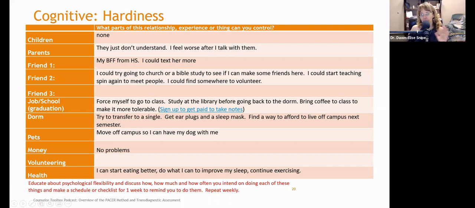One thing that I did put in here, again, parenthetically, is I might talk to her about signing up to get paid to take notes. Back in my day, there was only one place and it was local, but the internet didn't exist. But nowadays, there are multiple places people can sign up online and they can upload their class notes and actually get paid to share their class notes.